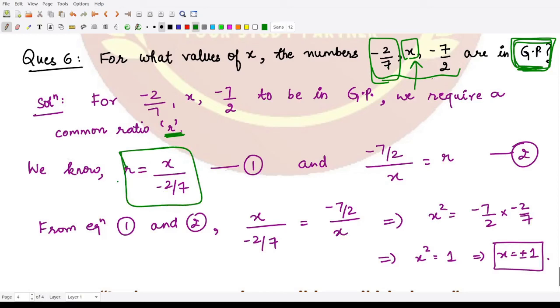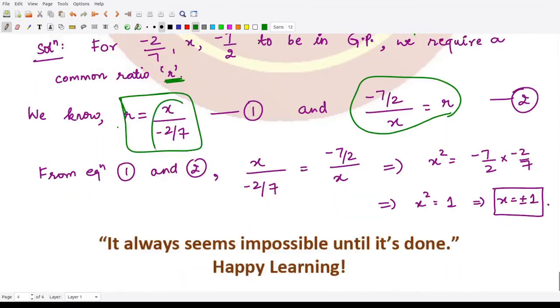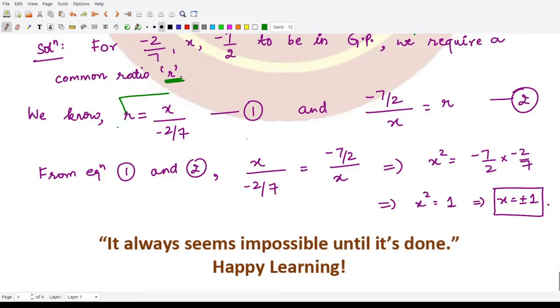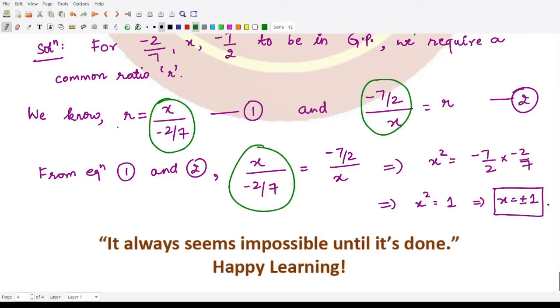So when you divide x by minus 2 by 7, that is your common ratio. And when you divide the third term minus 7 by 2 with the second term, then also it is equal to the common ratio. So let's mark this as equation 1 and equation 2. Now when you compare equation 1 with equation 2, you see this term is also equal to r and this term is also equal to r. So that means both the terms should be equal. From equation 1 and 2, we may say that this term is equivalent to this term. So we can solve for x.